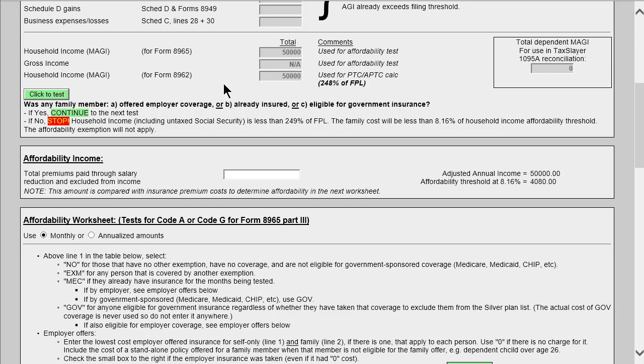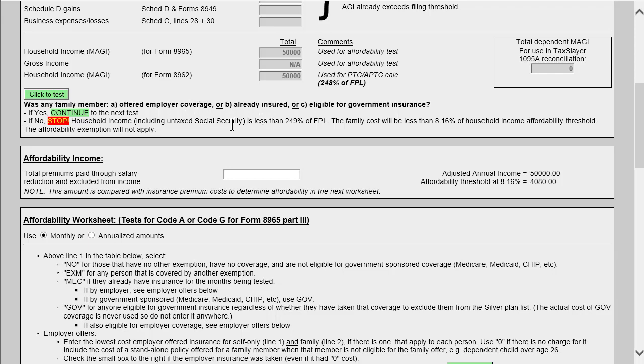In this case there's another situation that can occur if the family member has not been offered any employer insurance, and if they're not already insured by some other insurance plan, and we're not talking here about the marketplace. We're talking about an outside company that you go to and buy directly from, or anybody that is eligible for government insurance, like Medicaid or CHIP or Medicare. Then if any of those things occur, we need to go ahead and do the test.